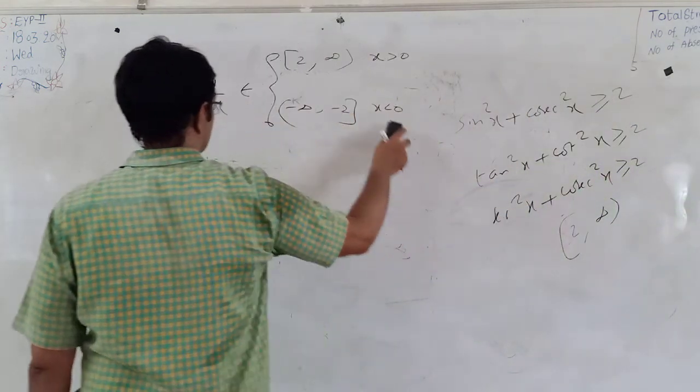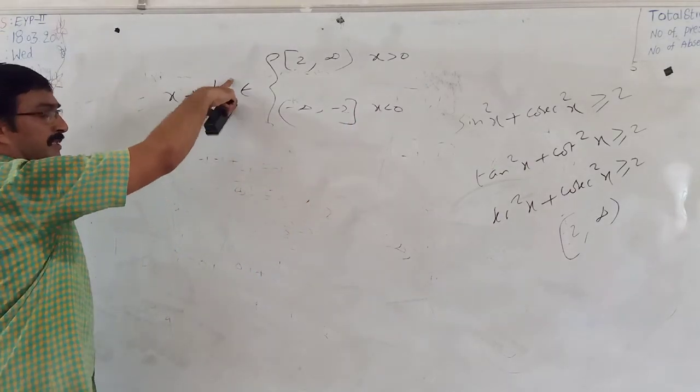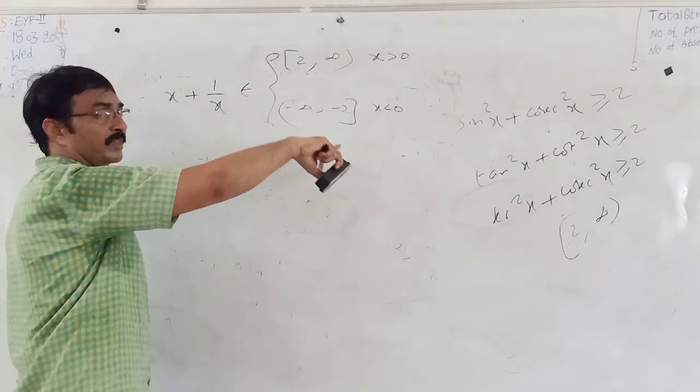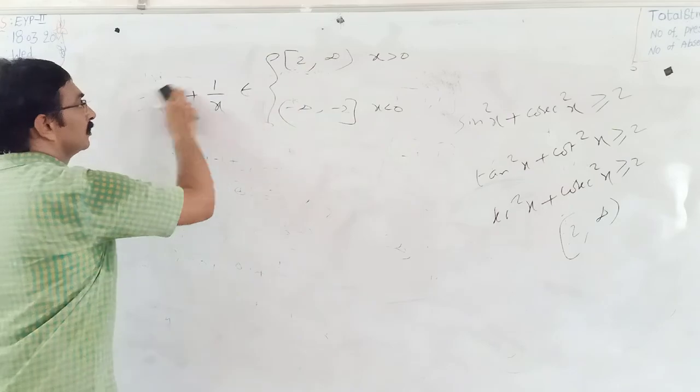So, learn all this by heart. Each one is in the form of x plus 1 by x. If x is positive, that value starts from 2. If x is negative, that is less than or equal to -2.